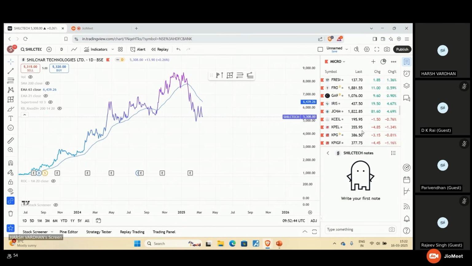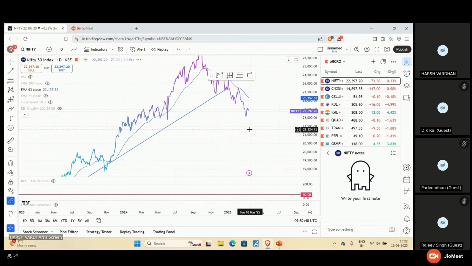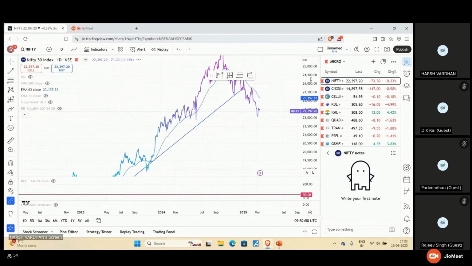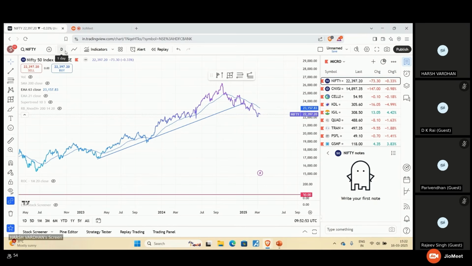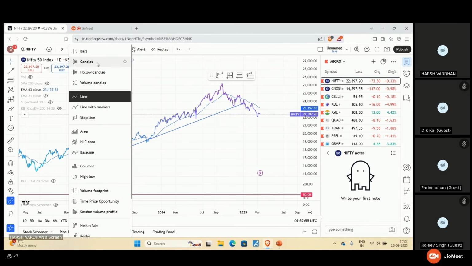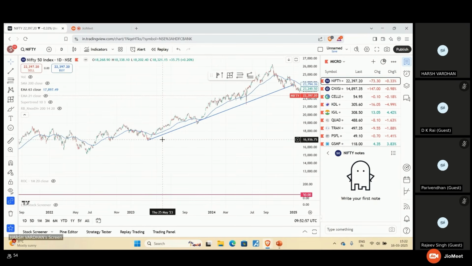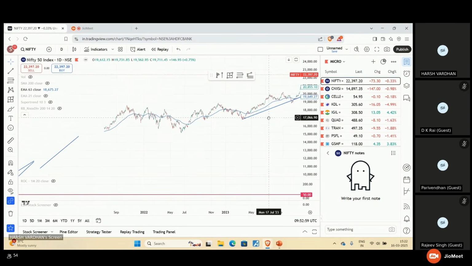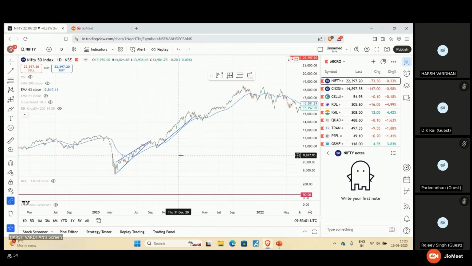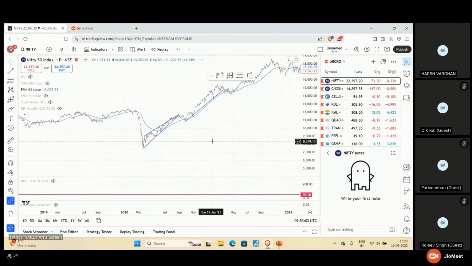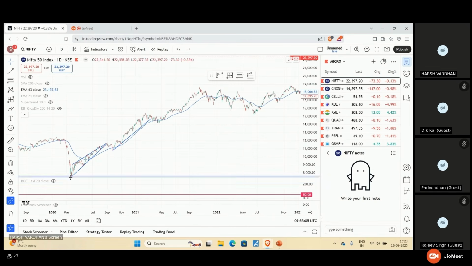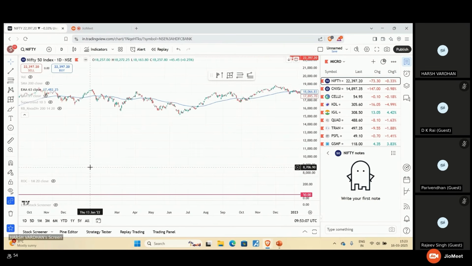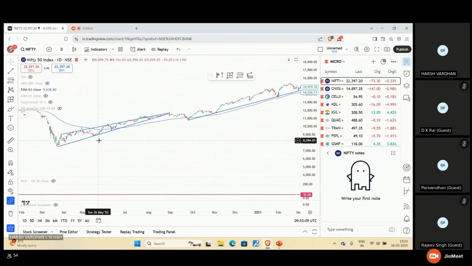So I hope this was clear. This was a stock-specific example. You can similarly check indexes as well. For example, this is the Nifty 50 chart. I will again switch over to candles. I am more comfortable with candles rather than lines. So for example, post COVID, you can see the market was in an uptrend. For example, Nifty was making, let me zoom in a bit.